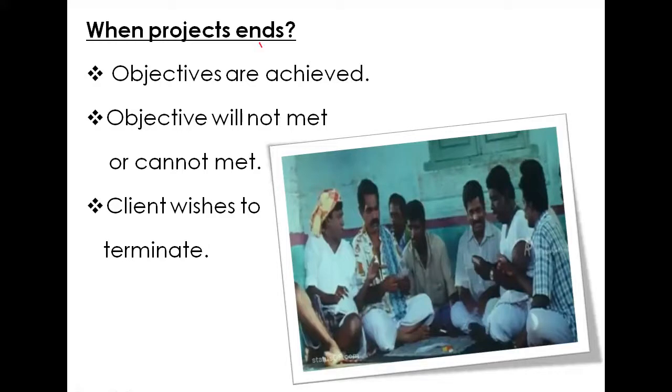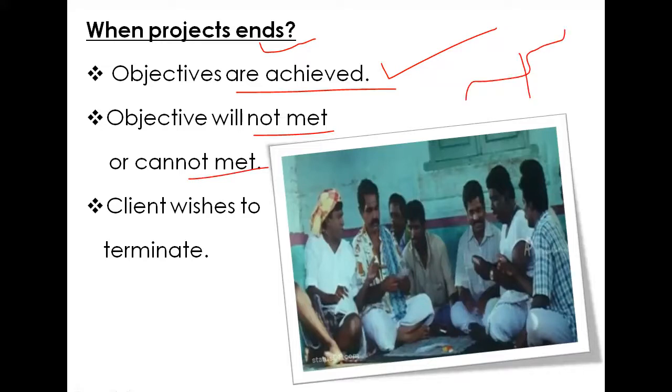When the project ends, the objectives are achieved. Once the objectives are fulfilled, you have to stop the project. If the objectives are not met, sometimes the project goes the wrong way, so I have to stop that project.